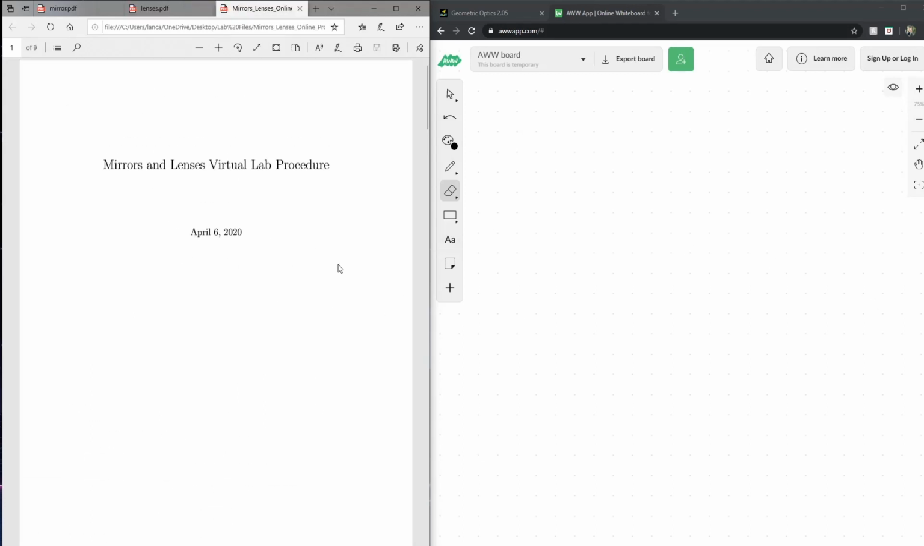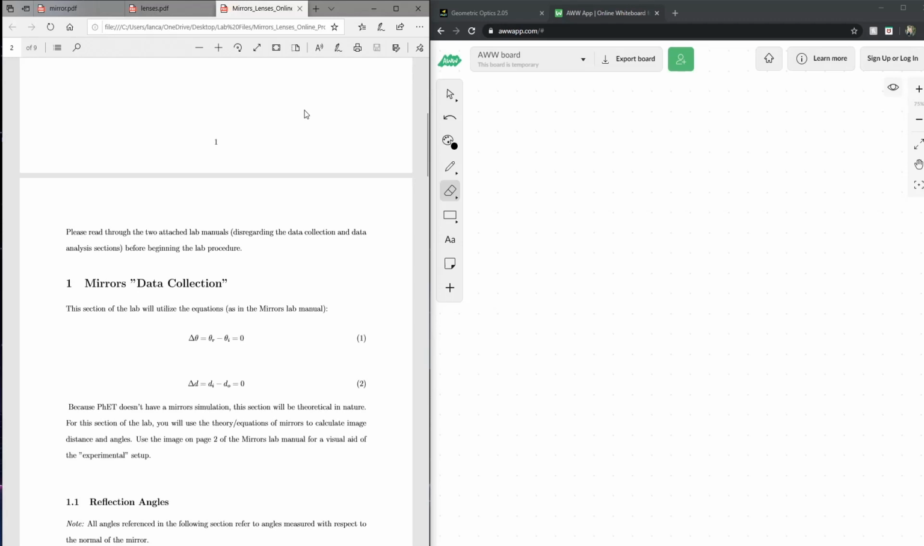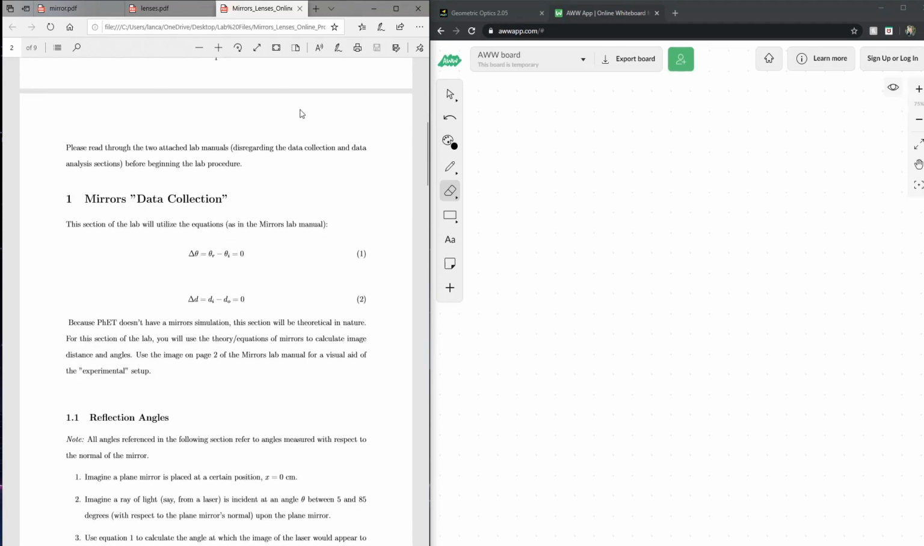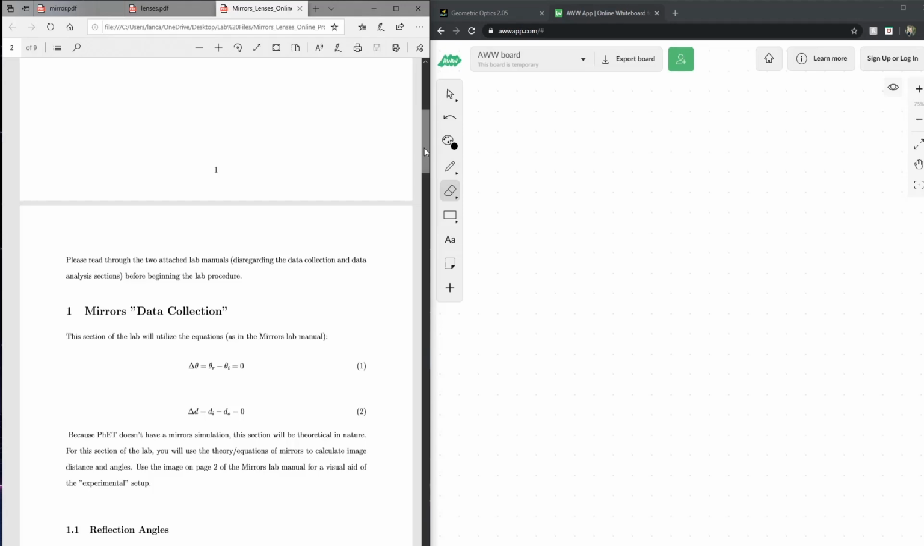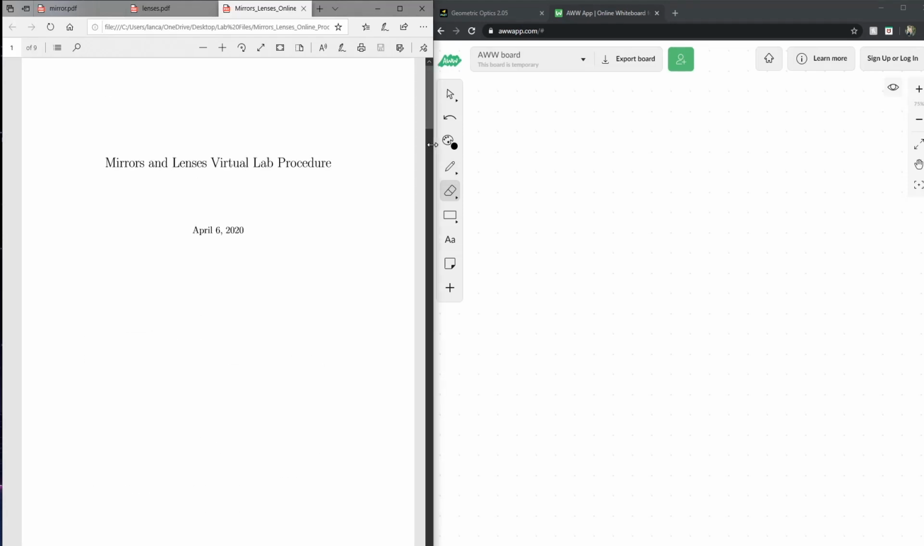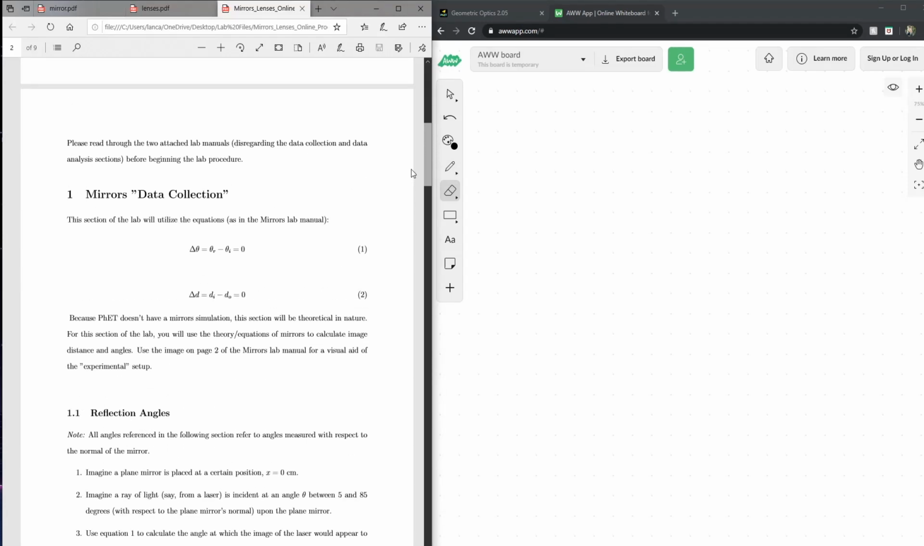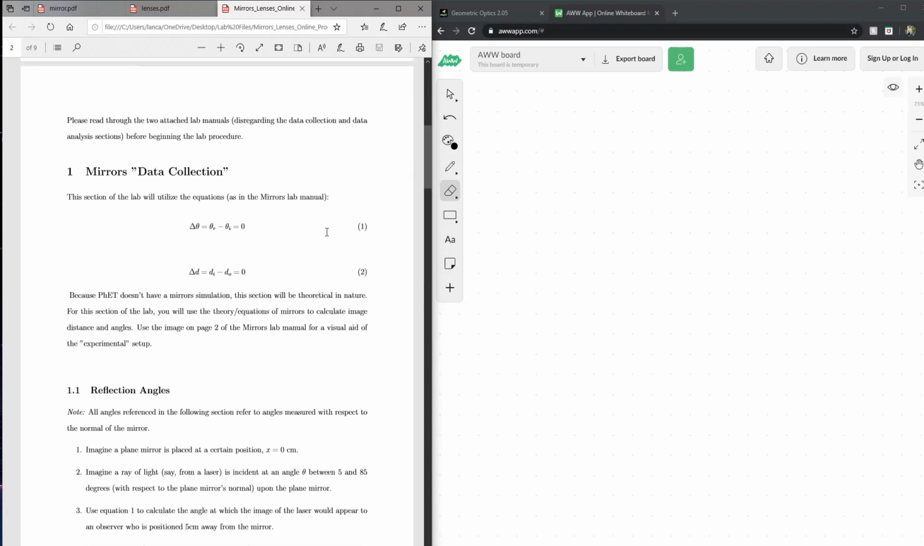Now let's jump into the actual lab procedure here. Unfortunately, as great as they are, and as wonderful as Colorado has been to supply the world with these simulations, the University of Colorado doesn't actually have a simulation that corresponds to the mirrors lab that we would be doing in person. So we're instead going to be doing a bit of a theoretical discussion and a couple calculations corresponding to mirrors. So let's dive into the theory a little bit.